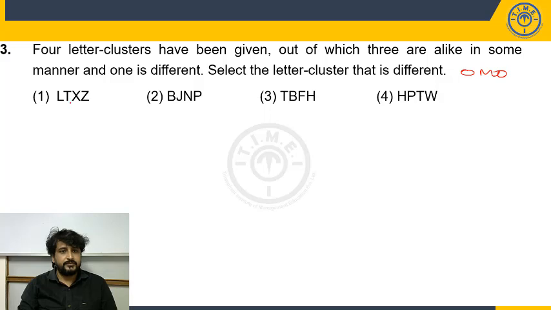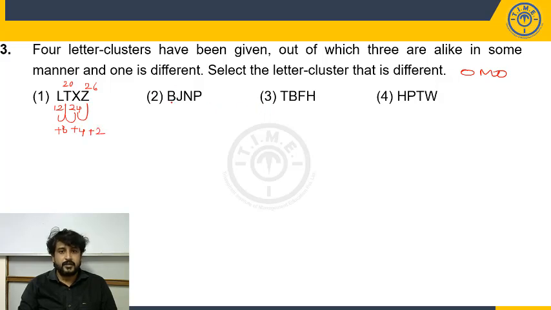L, T, X, Z. Let's write the place values. L is 12, T is 20, X is 24, Z is 26. So what is the logic within a group? L to T, I can say that it is increased by 8. 12 and 20 increased by 8. So 20 to 24 increased by 4. 24 to 26 increased by 2. So plus 8, plus 4, plus 2.